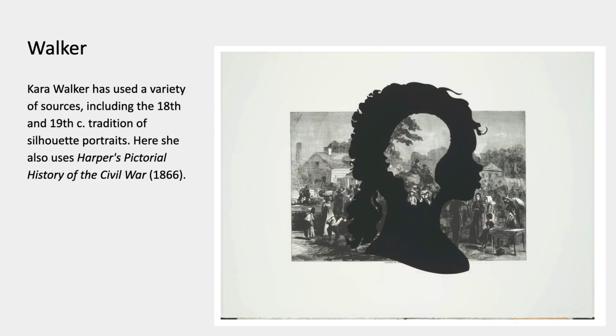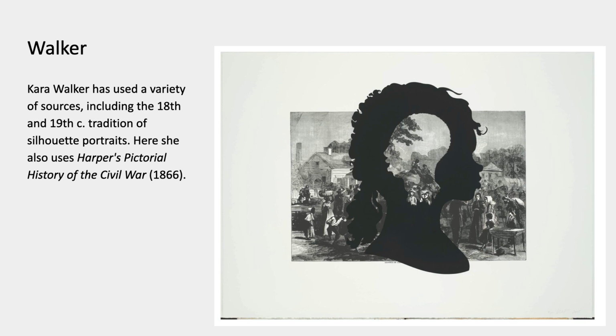Kara Walker is another example. She used a wide variety of sources, including 18th and 19th century traditions of silhouette portraits. That used to be a thing that was much more common than it is now, that you would have your portrait done as a silhouette. And that's one of the things she plays off in her representations of race. Here she's also using a page from a book called Harper's Pictorial History of the Civil War.